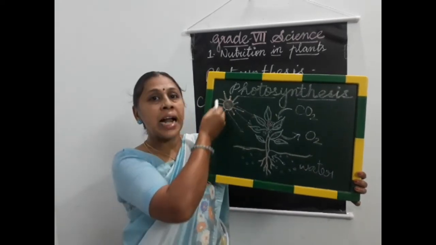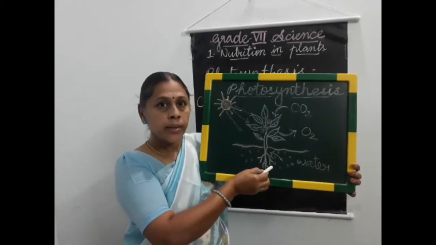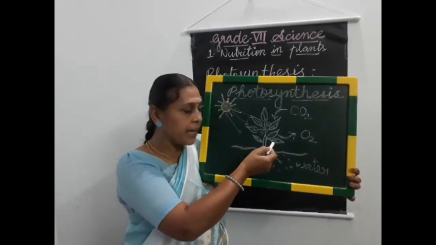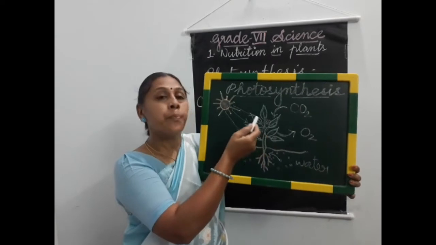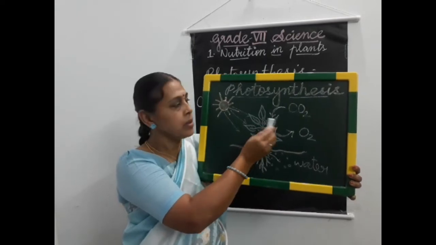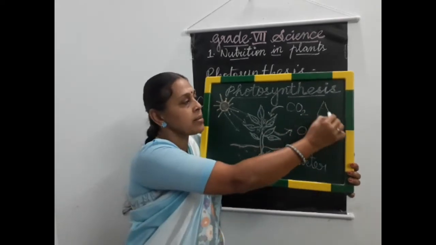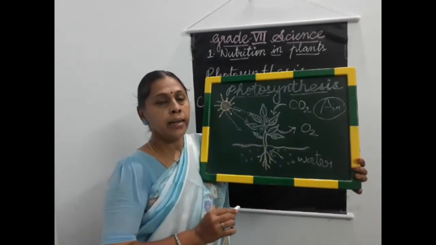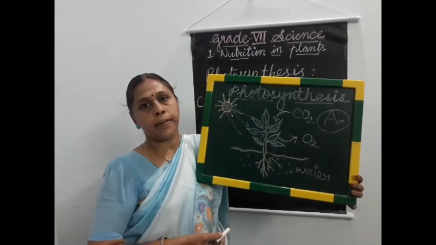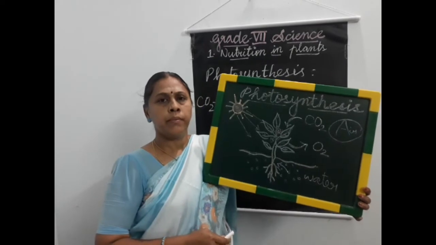And the main source is sunlight. So using this sunlight and water, and in the presence of chlorophyll. Where is the chlorophyll present? In the leaves. The leaves prepare their food, absorbing carbon dioxide from the atmosphere. See, the arrow mark is getting inside. So from the air, it absorbs carbon dioxide and it gives out oxygen. It releases oxygen during daytime. When will the sunlight be present?